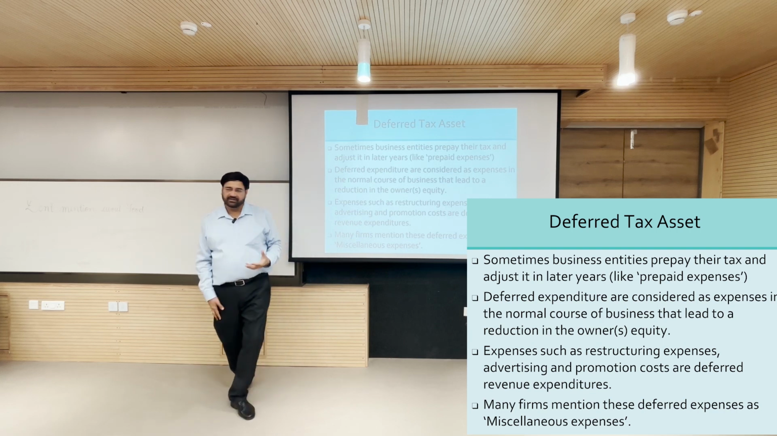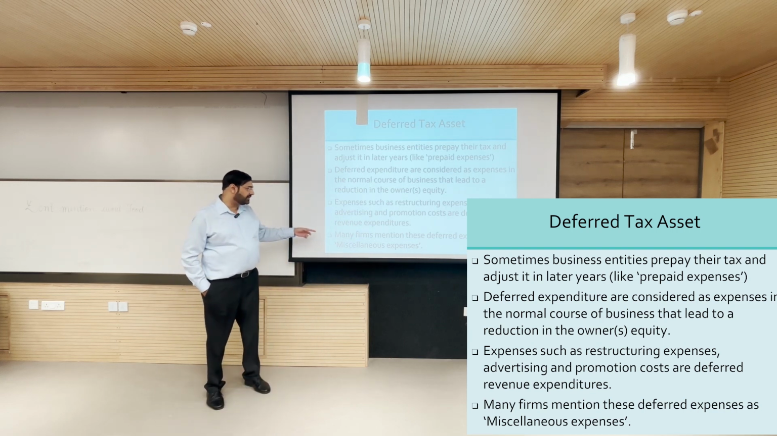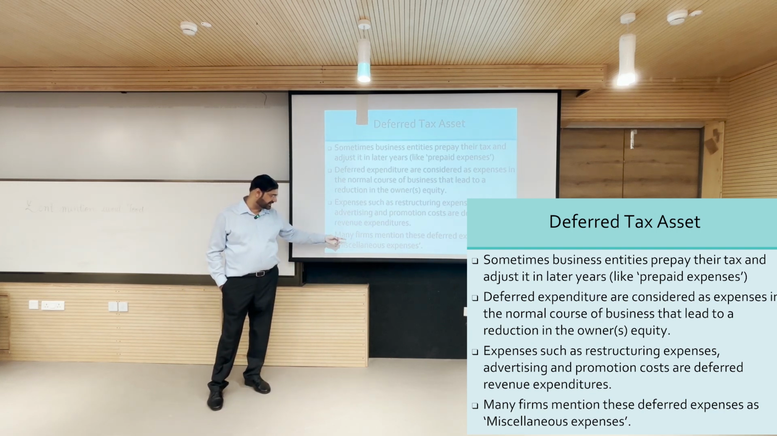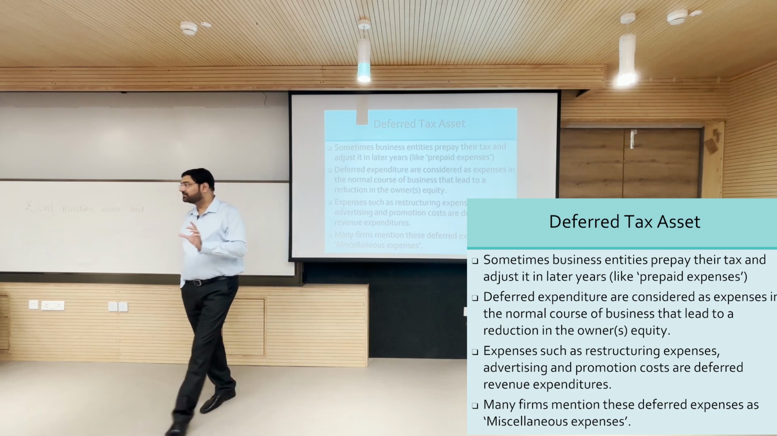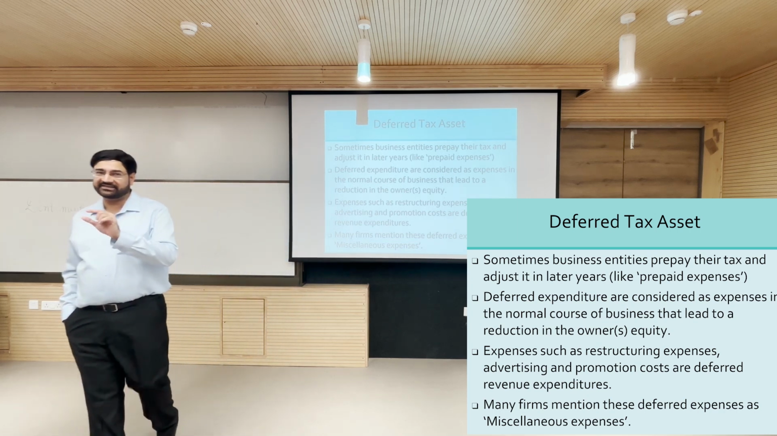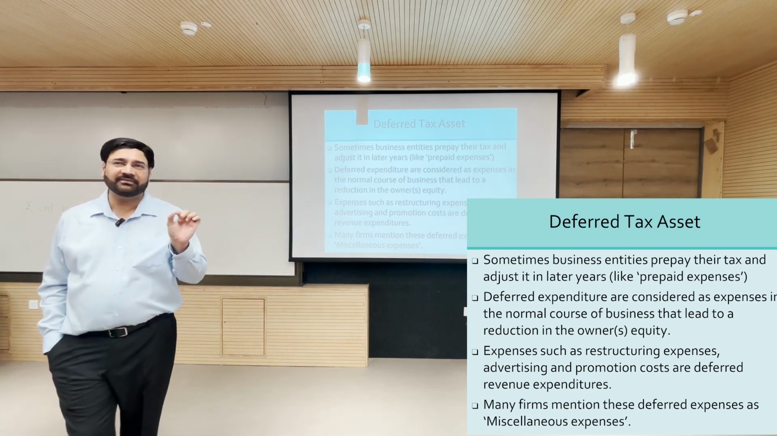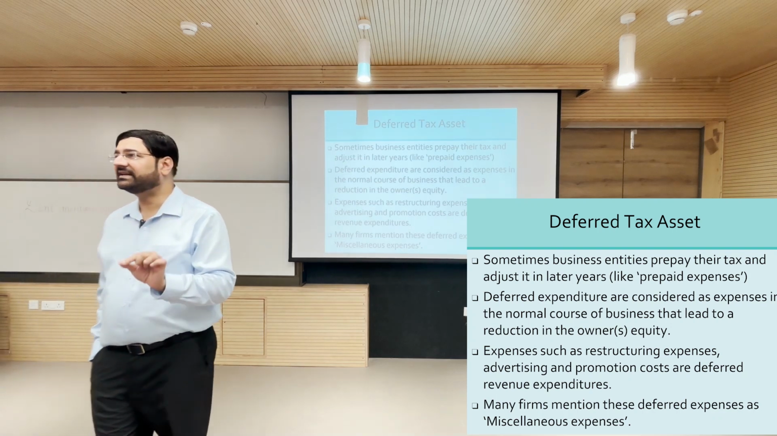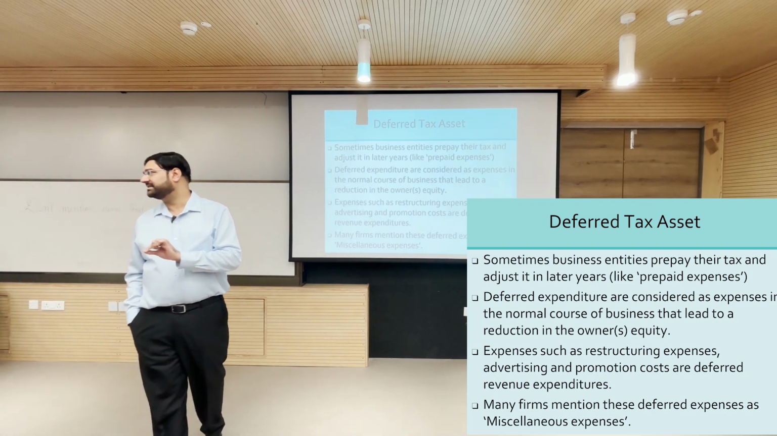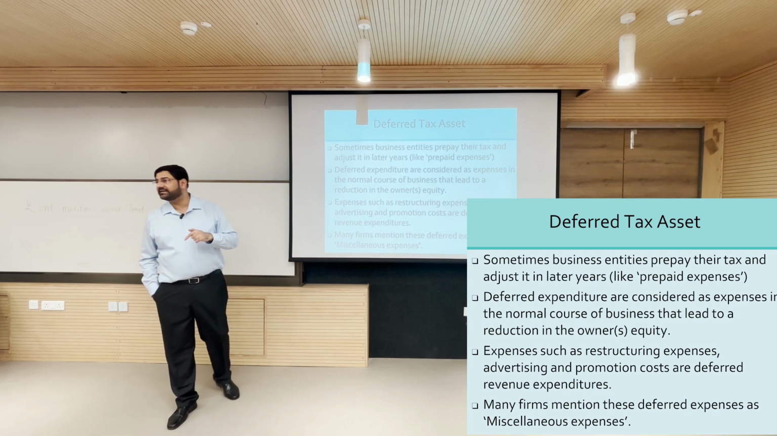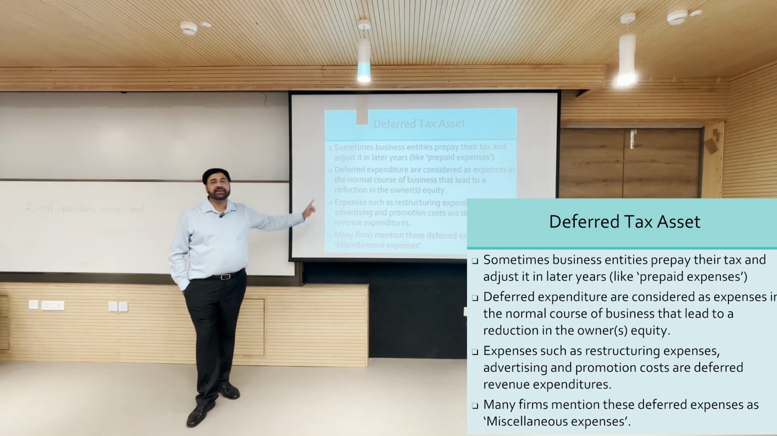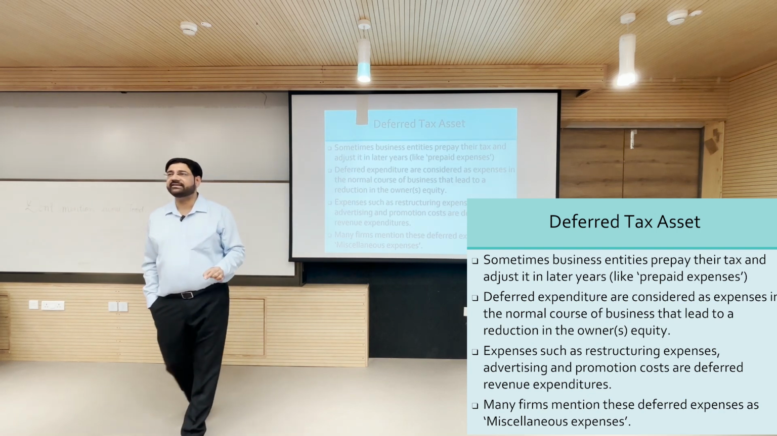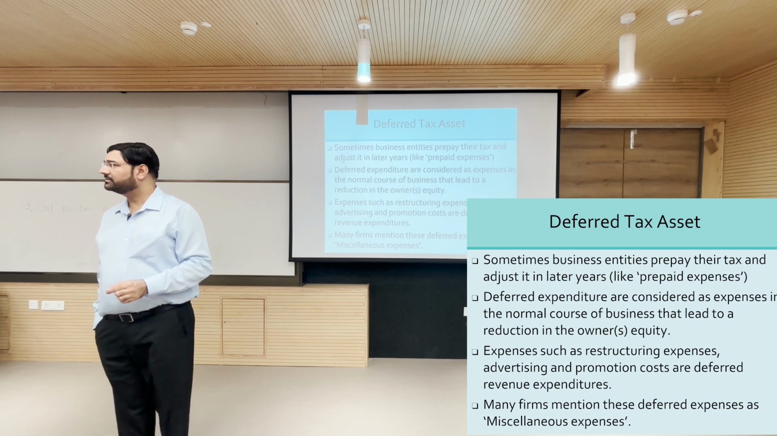Are you getting it? So, and many firms, the other name for these expenditure can be miscellaneous expenses, to the extent not written off or adjusted. There is another word added to it, miscellaneous expenses, to the extent not written off or adjusted, and to the extent that they are not written off, they are appearing in the balance sheet. To the extent that they are written off, where are they?